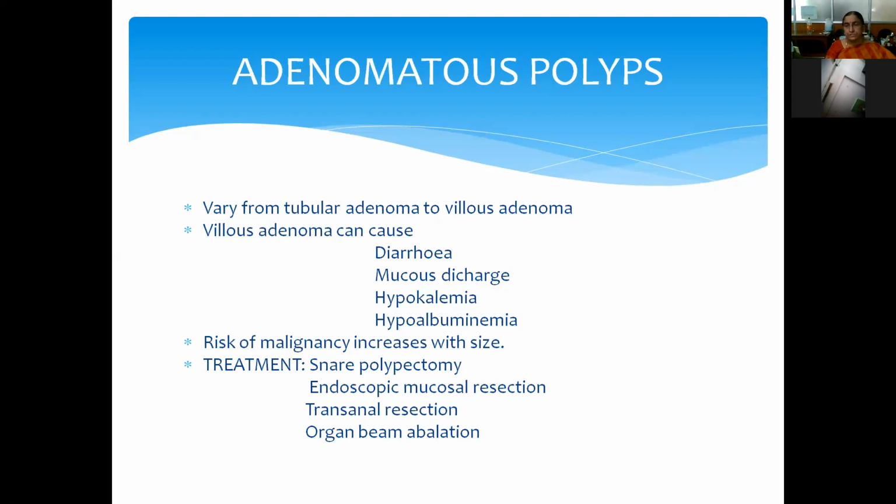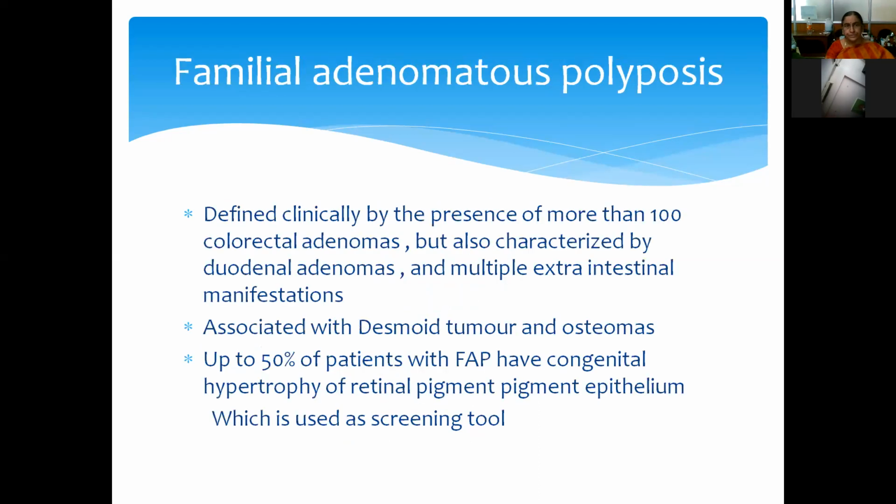So the treatment options that are available are, one is snare polypectomy, where we can go through an endoscope and remove the polyp. Next one is endoscopic mucosal resection. Third one is transanal resection, through the anus, when the polyps are very low. And fourth one is in case of multiple tumors or polyps where removal is not possible. In such cases, they can try argon beam ablation for these multiple tumors.